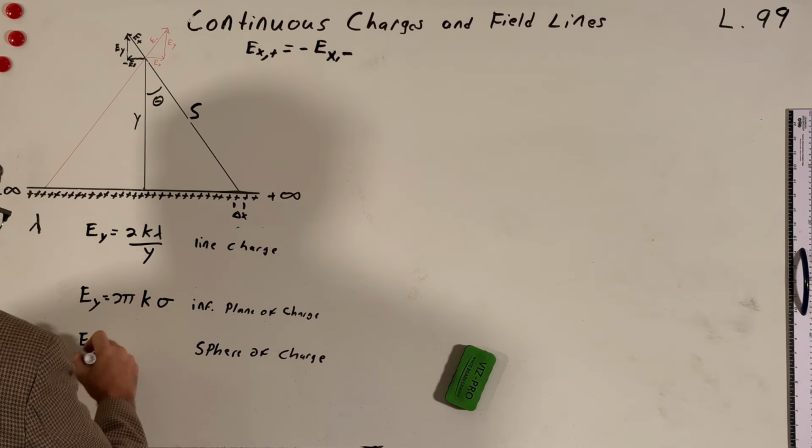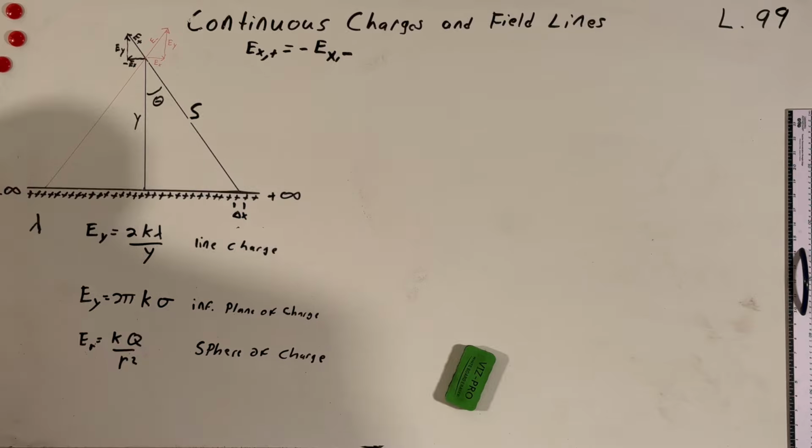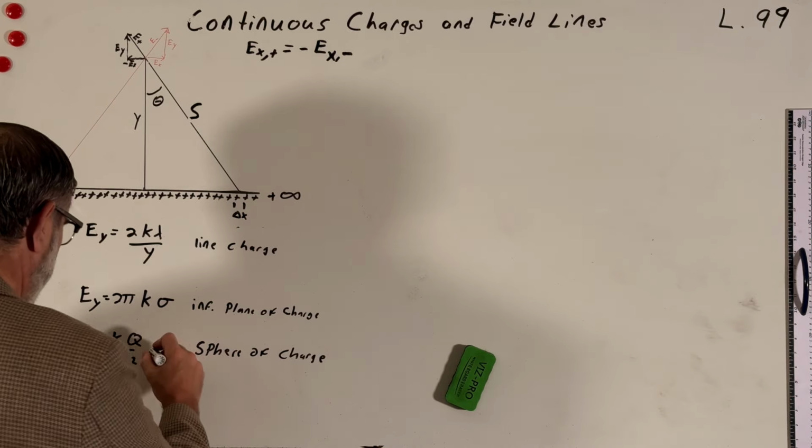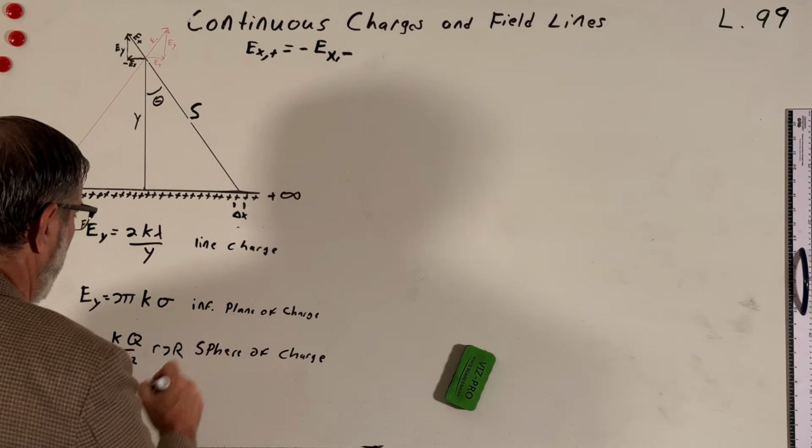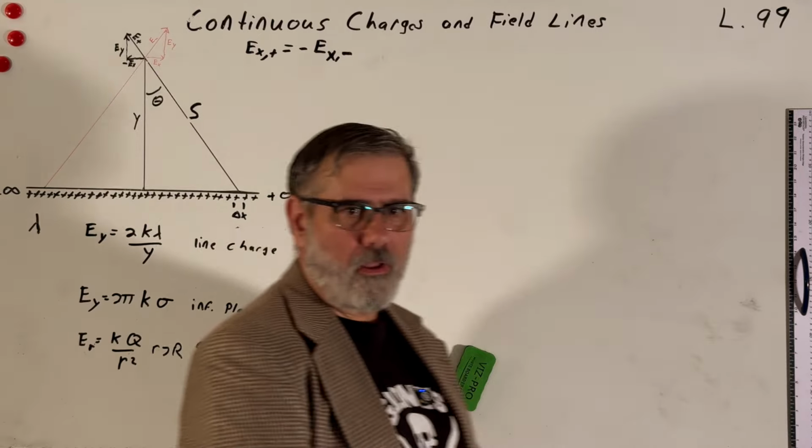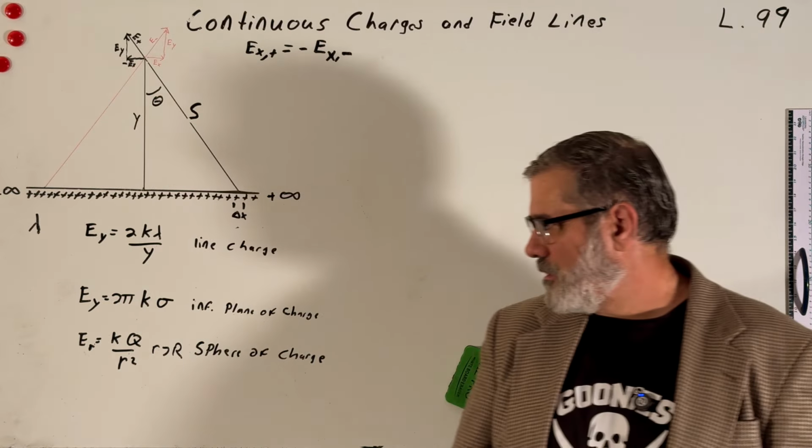Oh, actually, I'm going to write just E sub r here. Well, this is for r greater than big R, where big R is the radius of the sphere. Okay? It looks like a point charge.